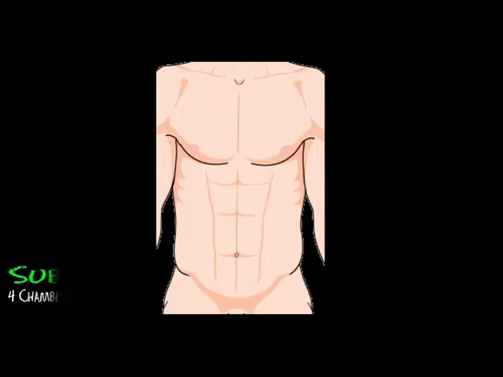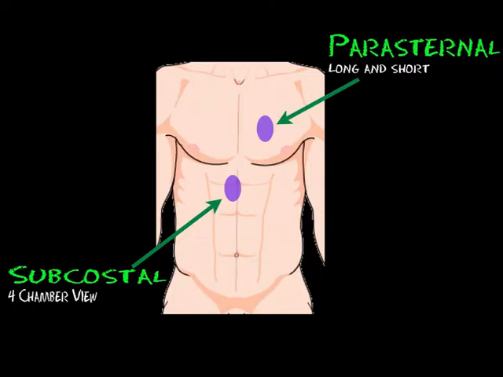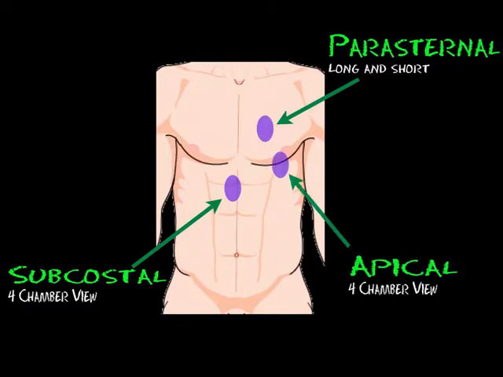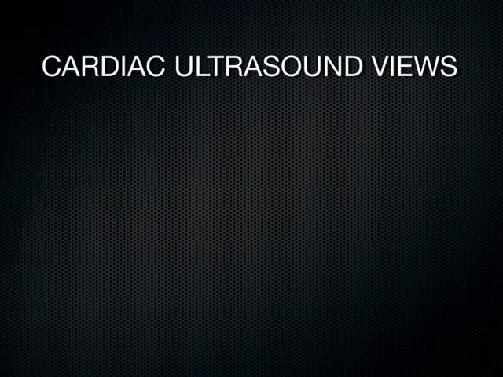Where do we put the probe? Well, there's the subcostal 4-chambered view that we're very used to, as well as the parasternal long axis that we're very used to with the cardiology. With the trauma exam. But looking in the parasternal short and at the apical 4-chamber, that's something that we're definitely going to want to focus on in this lecture as well.